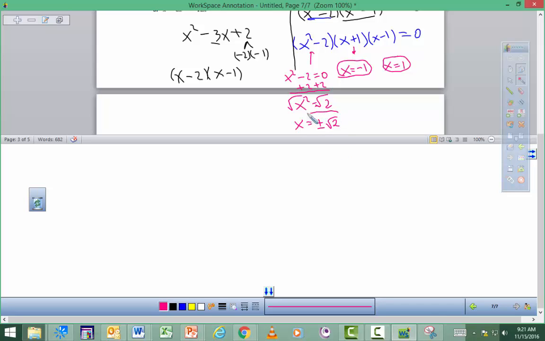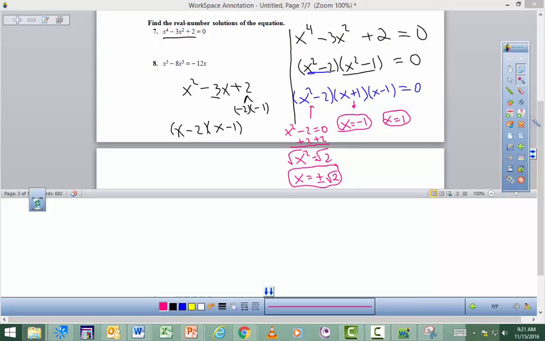And so we have basically 4 zeros. There's 2, there's the third one, and there's the fourth one. This is the principle of zero products. Now aren't these fun?